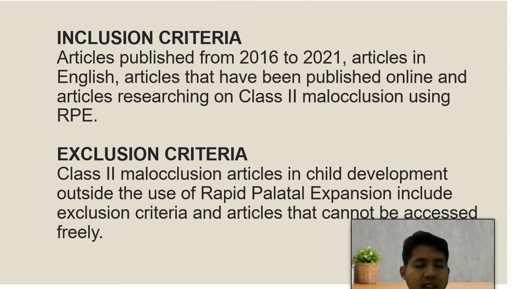Inclusion criteria. Articles published from 2016 to 2021. Articles in English. Articles that have been published online and articles researching class 2 malocclusion using RPE. Exclusion criteria. Class 2 malocclusion articles on child development outside the use of rapid palatal expansion are included in the exclusion criteria. Articles that cannot be accessed freely are also excluded.